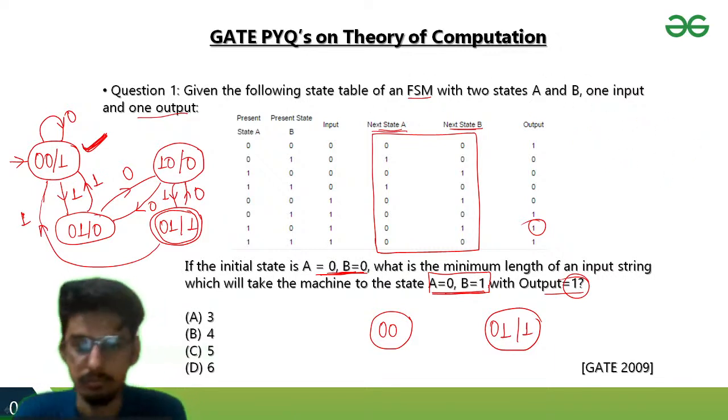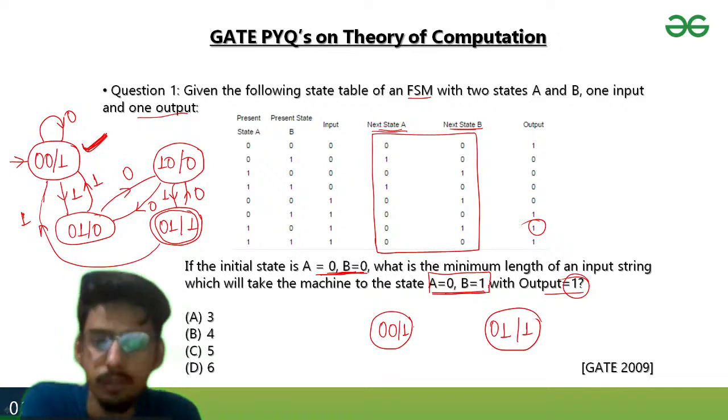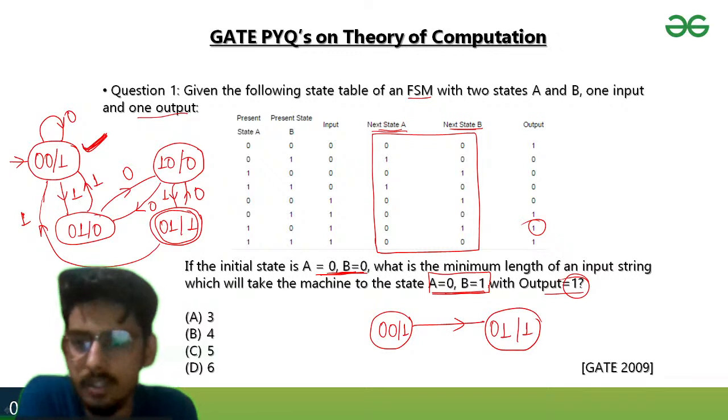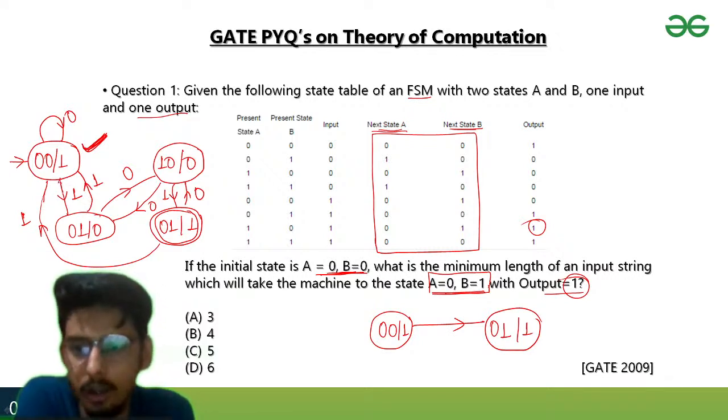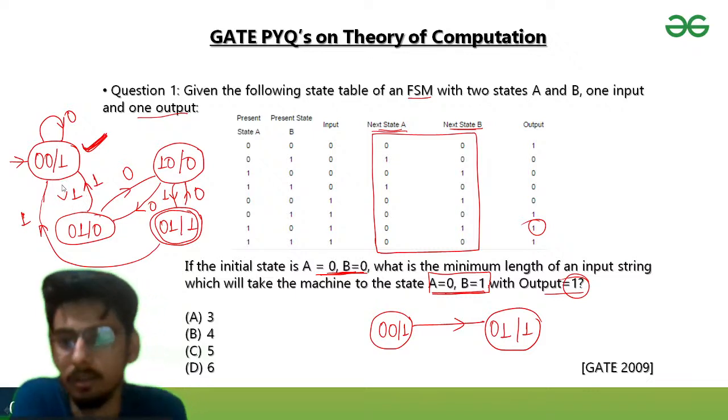So now let's get back to the question. We were on 0 0. I have already seen that the output is 1. So I want to reach from 0 0 to 0 1, right? Which is the minimum length of string which you can have? On seeing 1, let me remove this. Just a moment.